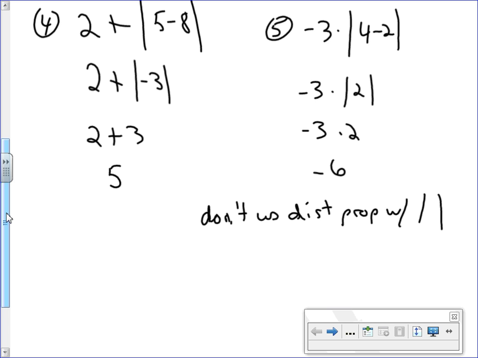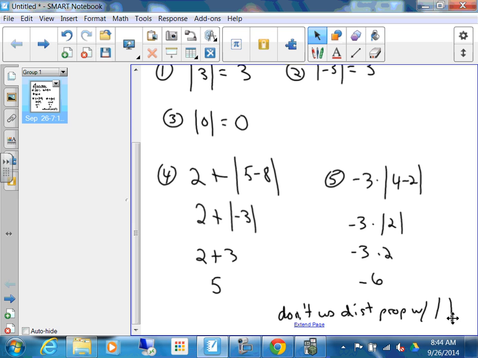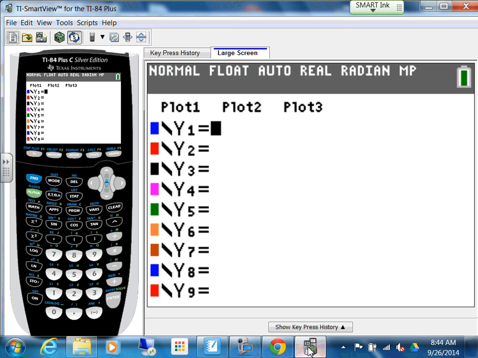Okay? Alright, now pick up the calculators. And we're going to work these 2 problems, and you can still see them because they didn't disappear from the board. These 2 problems on your calculator.